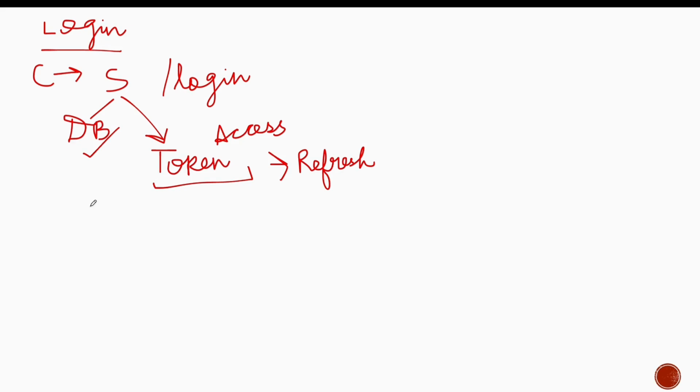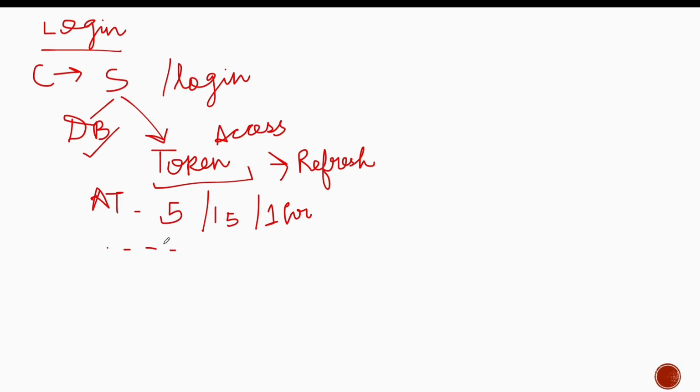All right. So what is the access token? The access token has a short life. A short life means that it can have a life of 5 minutes, or 15 minutes, or even 1 hour. After that, the access token expires. So this is the life of the access token. What does it contain? It contains the user ID, the email ID, the roles, the permissions of the user, and other things.